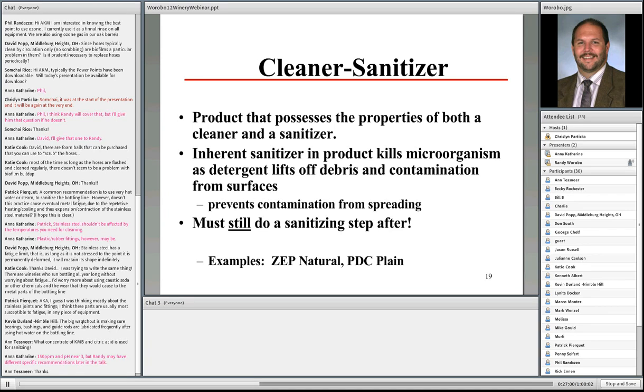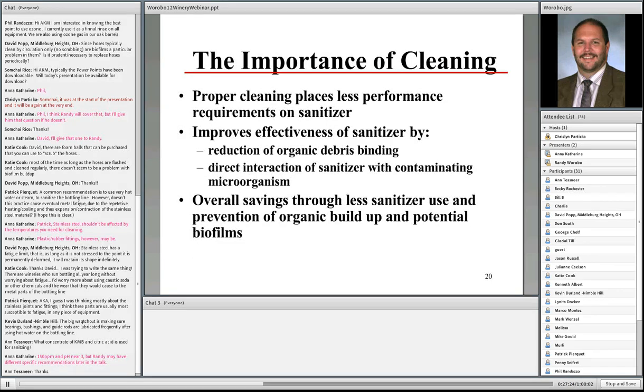However, a lot of people think that you can go from a 5-step procedure down to a 3-step by having a cleaner sanitizer. You still have to do a sanitizing step after. This is just an added protection step that some winemakers and some of the people in the food industry prefer. Some examples are ZEP Natural or PDC Plain.